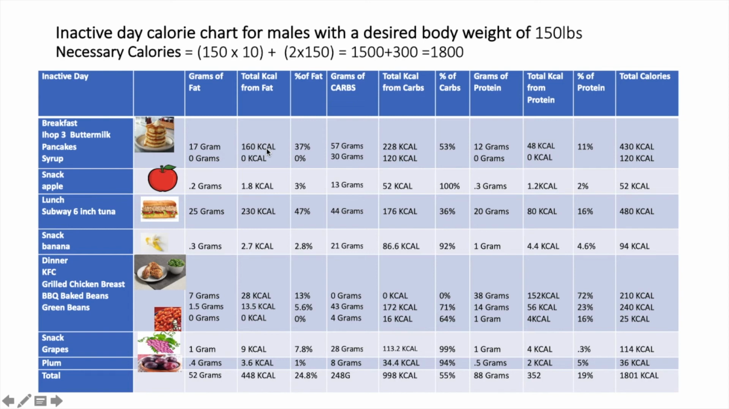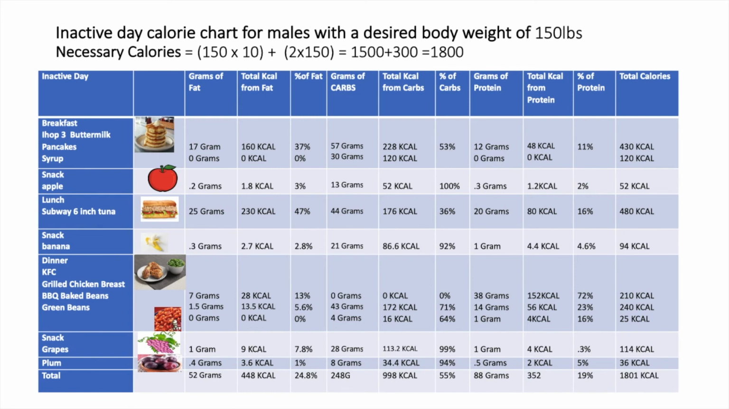Once you have that number, you're going to look and see how many calories are in this total food. So you're going to take the number of calories from fat, and you're going to take the total calories, and you're going to divide it into the amount of fat, and you're going to get that percentage. So you're going to know, okay, this is 37% fat.